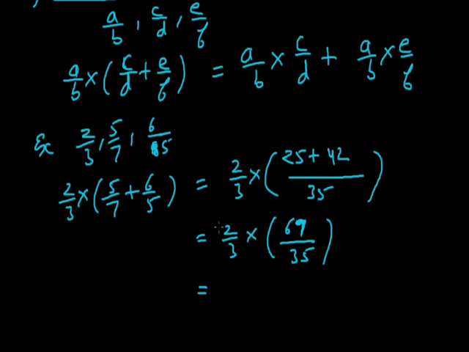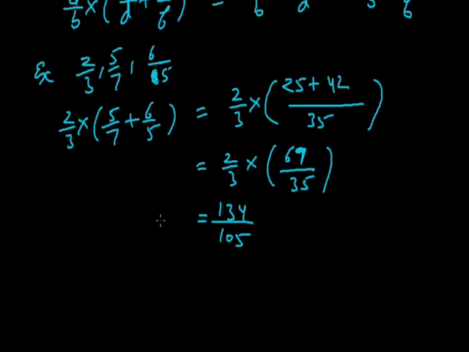Now 67 into 2, I am getting 134, and 3 into 35, I am getting 105. So this is our answer, that is 134 by 105 on simplifying this expression. Now if I solve this expression in this way, let's say 2 by 3 multiplied by 5 by 7, plus 2 by 3 multiplied by 6 by 5.